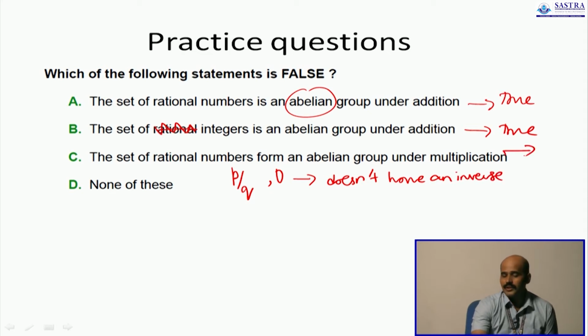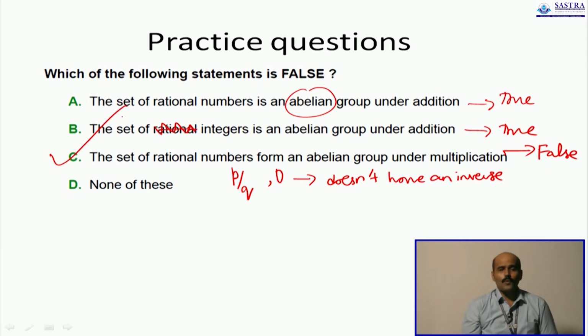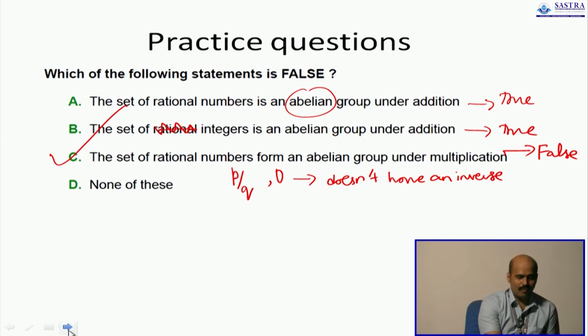So this third statement here is false, and that is the option we are looking for. Option D is none of them, but that is also false, because option C is the required false statement.